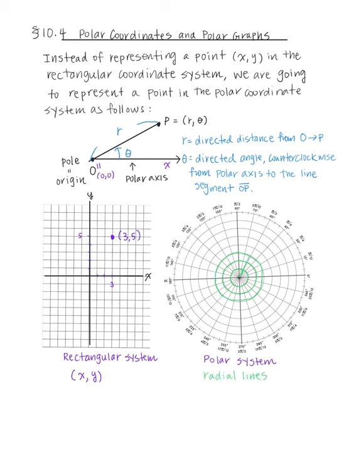Now let me pick a point. I'm going to pick this point, and I'm going to call this point P. Again, in a polar system, a point can be represented by (r, theta). Let me write it on this side, (r, theta), whereas in the rectangular system, this is (x, y). The polar system is represented by (r, theta). Now let me draw a circle here where the point is.